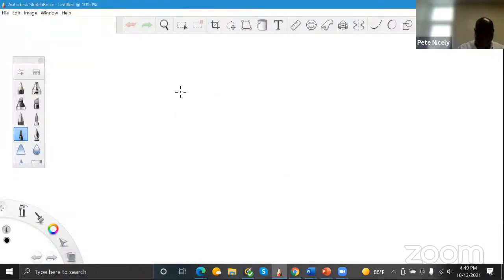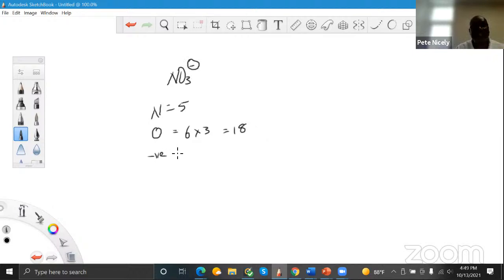Okay, so nitrate, NO3 minus. We go through the same steps as we did before. Nitrogen will contribute 5, oxygen will each contribute 6 times 3, that gives you 18. Now you'll notice there's a negative charge here, right? So for the negative charge we have to add an extra electron. Therefore the total number of electrons would be 5 plus 18, 23, plus 1, 24, which would be equal to 12 pairs, all right?